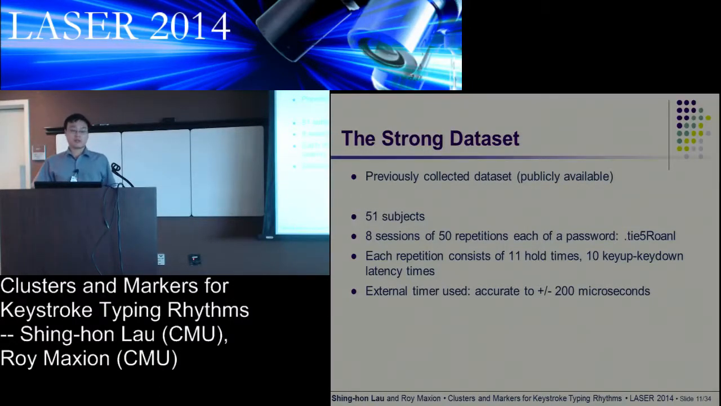Each repetition consists of 11 hold times and 10 key up, key down latency times. A key up, key down latency is just the time between when a key comes up and when the next key goes back down. The advantage of using this data set is that an external timer was used to collect the data, so the timestamps are accurate to within 200 microseconds, which is much better than what you can typically get if you just go through the operating system.